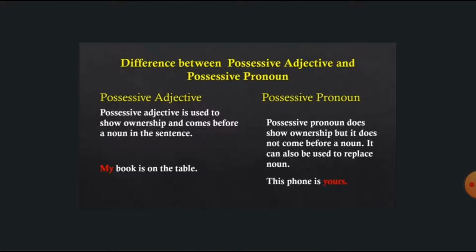And as you have already read about possessive pronouns, once again I would like to make a difference here between possessive adjective and possessive pronoun. A possessive adjective is used to show ownership and comes before a noun in the sentence. My book is on the table. A possessive pronoun does show ownership, but it does not come before a noun. It can also be used to replace a noun. This phone is yours.